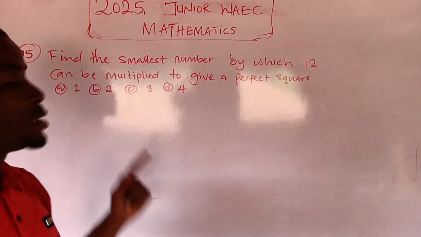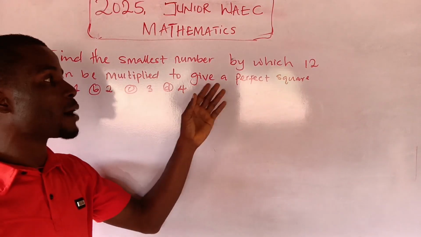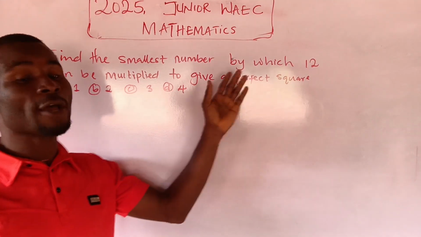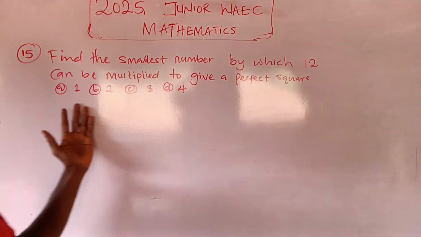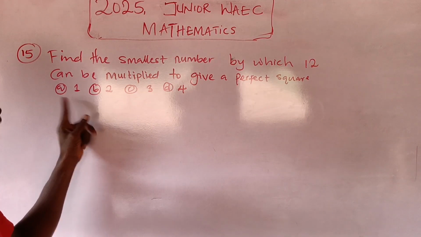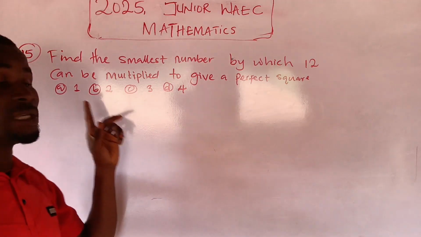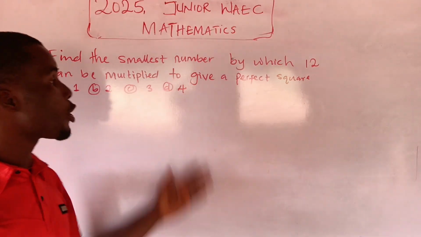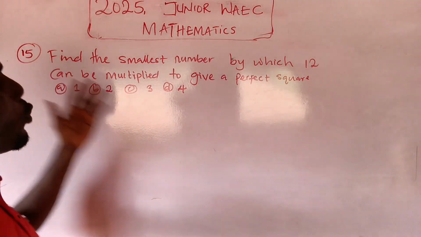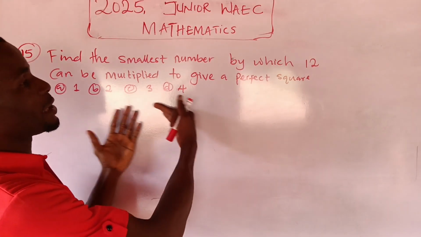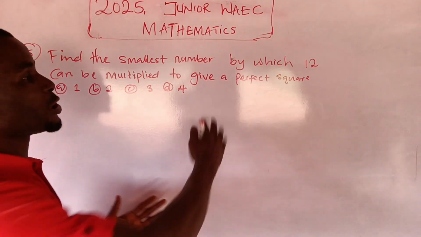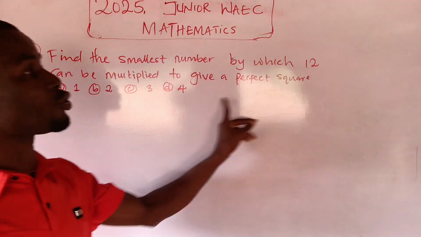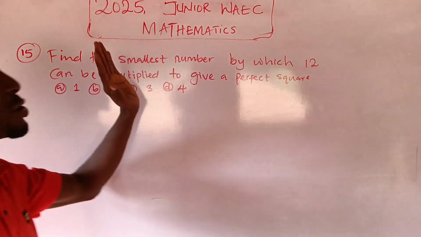Question 15 says, find the smallest number by which 12 can be multiplied to give a perfect square. And here are the options. Option A is 1, option B is 2, option C is 3, and option D is 4. So which one is the correct answer here that will give us a perfect square? Once we multiply any of these small numbers by 12, it will give us a perfect square.